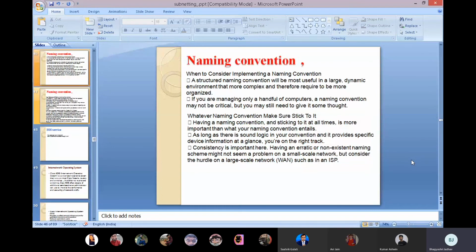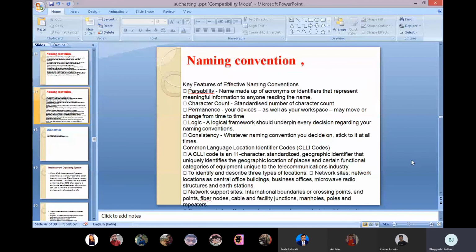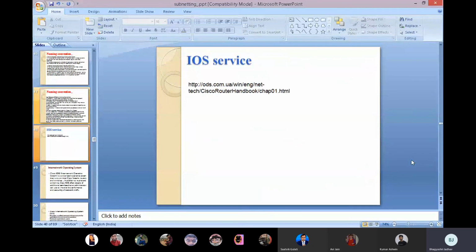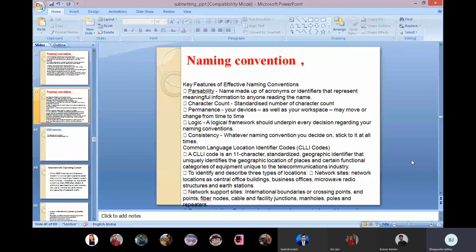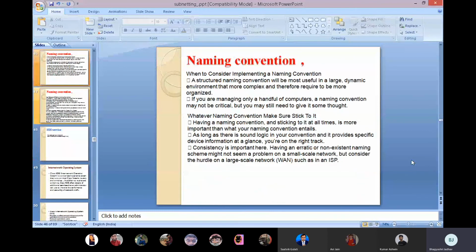Then we saw effective naming convention. Key points: we have to use passability, character count, permanence, logic, and consistency. And at last, we saw the common language location identifier, which has its own standards that maintain 11 characters and standardized geographical area, then network sites, and then customer sites. Till now, today we saw this information. And we saw the first part also, subnetting, how we have to calculate the subnetting hosts in our network. And in the next lecture, I will show you the video. Otherwise, I will do it.